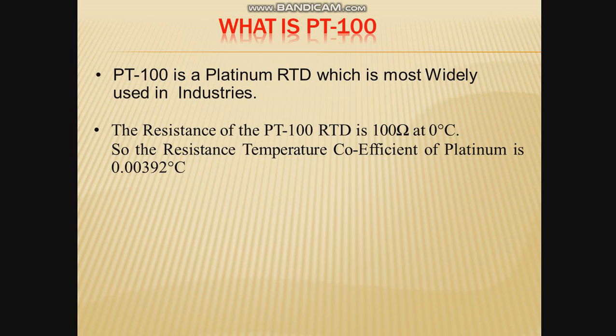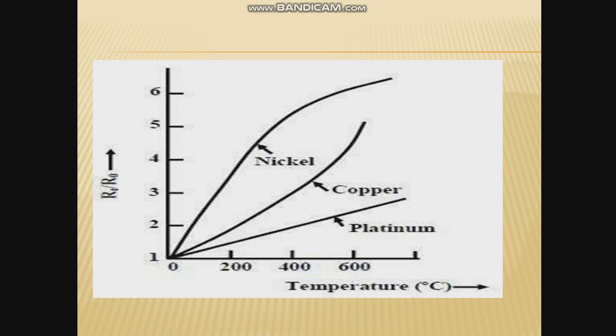What is a PT100? PT100 is a platinum RTD which is most widely used in industries. The resistance of a PT100 RTD is 100 ohm at 0 degrees centigrade. This is the basic characteristic of an RTD, resistance versus temperature, with different materials: nickel, copper and platinum.